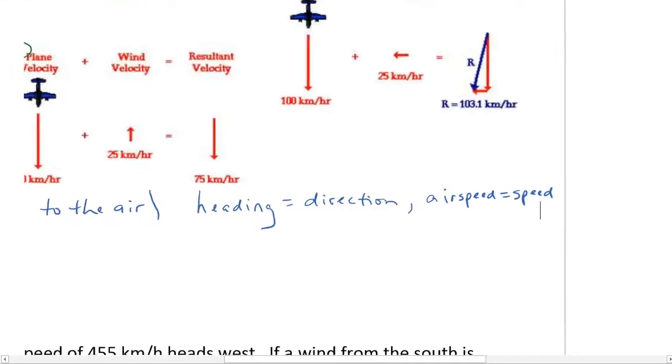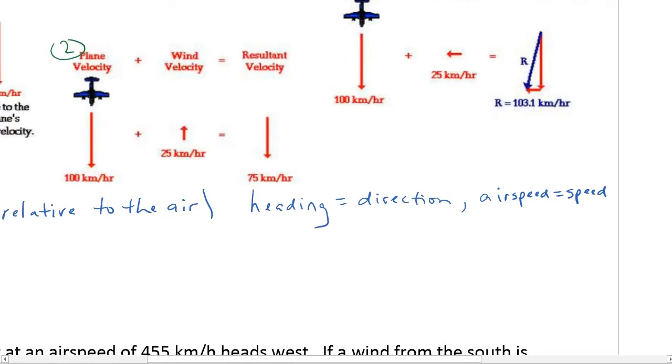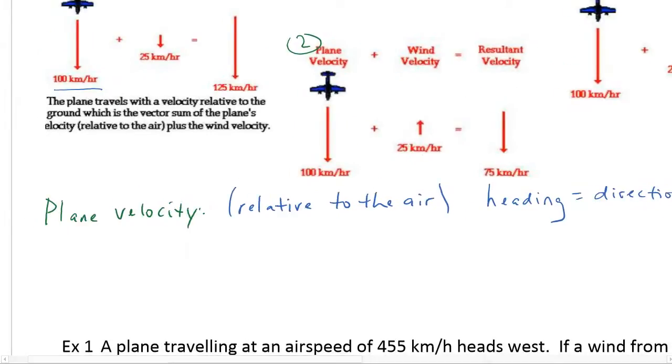So when I say that the plane has a plane velocity of 100 kilometers per hour, that means that if there was no wind at all, then it would also be going 100 kilometers per hour with respect to the ground. But because there is a wind, in the first question it's going in the same direction, so it adds together. So let's talk a little bit about wind here.